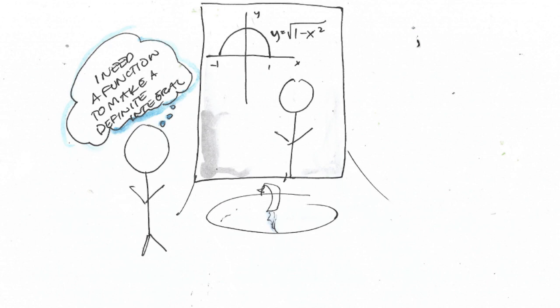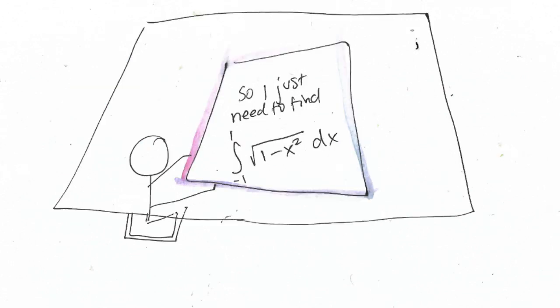I pondered for a while. When I went to the bathroom to wash my face, I looked in the mirror and I thought, I need to make a function to make a definite integral. So I solved for the top half of the circle, and I turned it into a definite integral. So I just need to find the integral from -1 to 1 of the square root of 1 minus x squared dx.